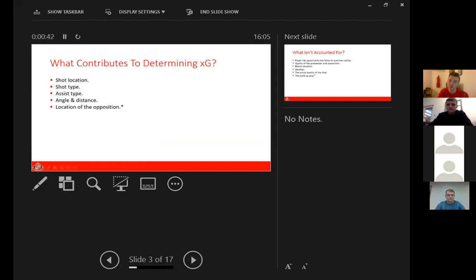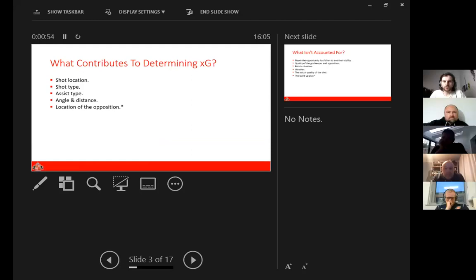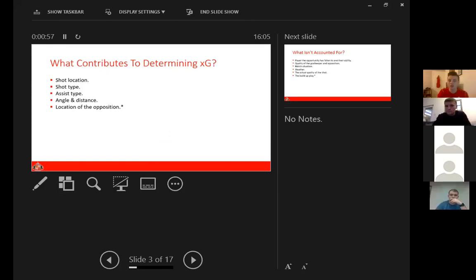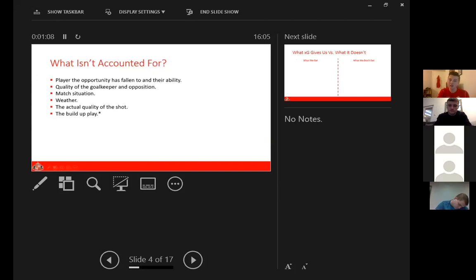What can we review in XG? It takes into account your shot location, the shot type, so whether it's right foot, left foot, header, other part, assist types, so whether it came from a pass or a set play, angle and distance, and how that's affected by players on the pitch. So if the defender's interfering, or where the goalkeeper's positioned, and obviously the location of opposition players as well.